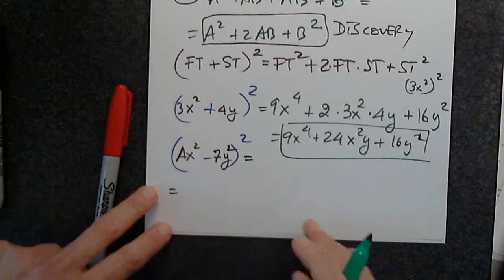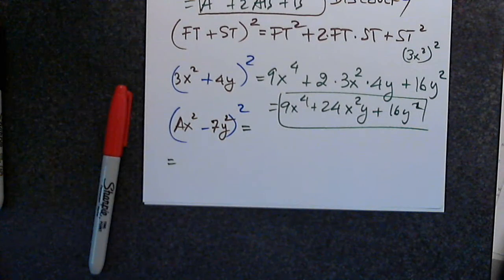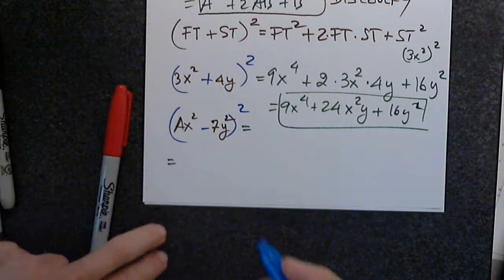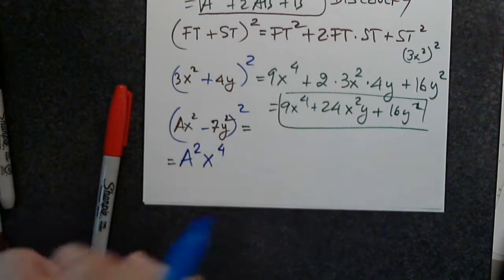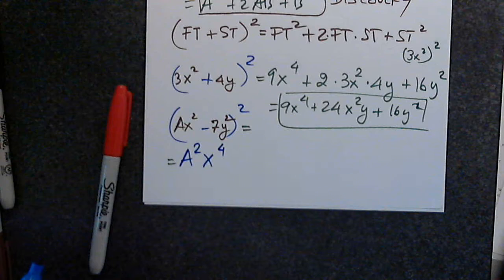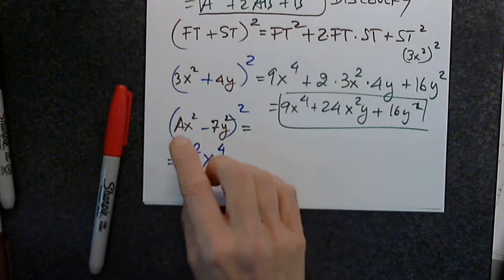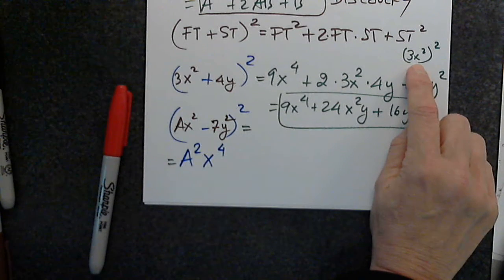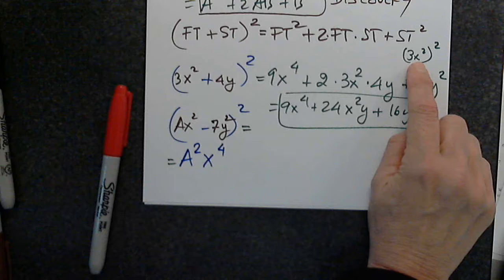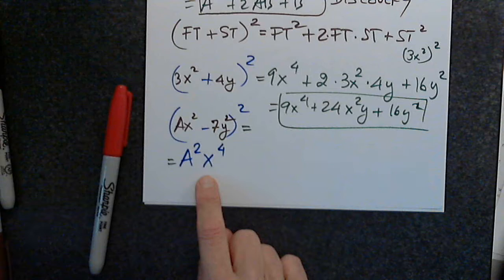Okay, can anyone give us the second one? Using the pattern, remember: first term squared minus 2 times the first times the second plus the second term squared. So, what will be the first term squared? A squared x to the 4th. Do you agree with a squared x to the 4th? Please say no if you don't. When I square this, I use this property. Ax squared squared will be a squared x to the 4th. So we put a squared x to the 4th.